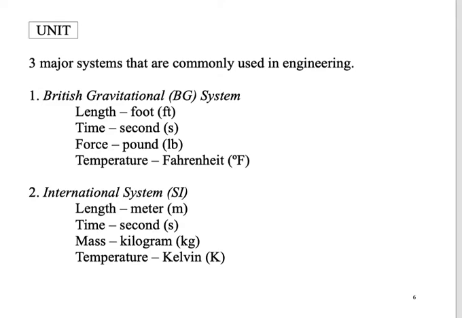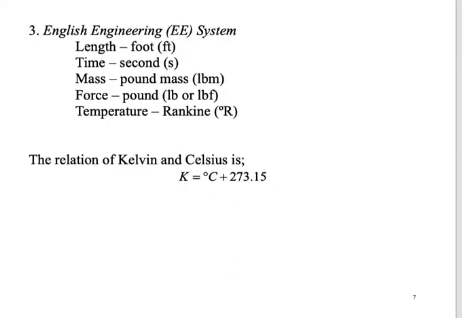In units, commonly we have two major unit systems in this world. One is the British unit, which is the foot, the second, pound, and Fahrenheit. The other one is the SI unit, which means length is measured in meters, time in seconds, mass in kilograms, and temperature in Kelvin. I hope you still remember the conversion between degrees Celsius and Kelvin, which can be written like this.